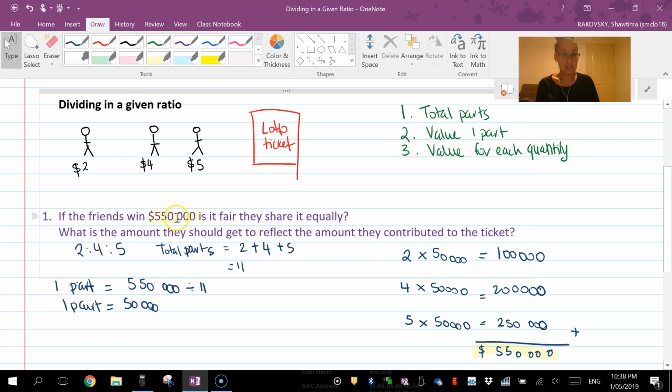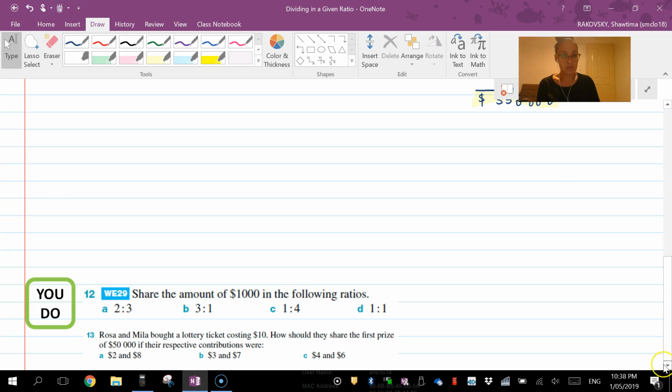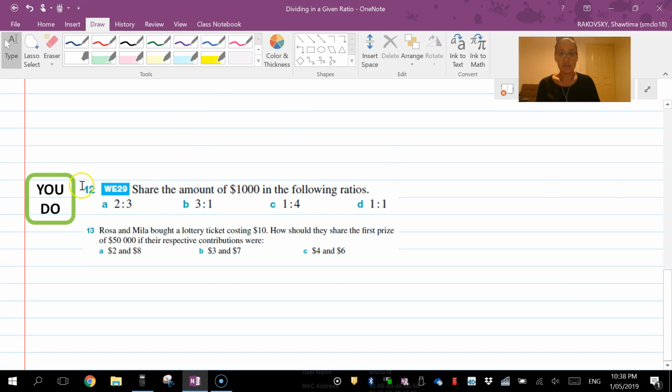Okay, so find the total, find the value for one part, find the value for each quantity within the ratio. Here is a couple of questions for you. Let's scroll down a bit more. You've got 12 and 13 from your textbook to have a go at.